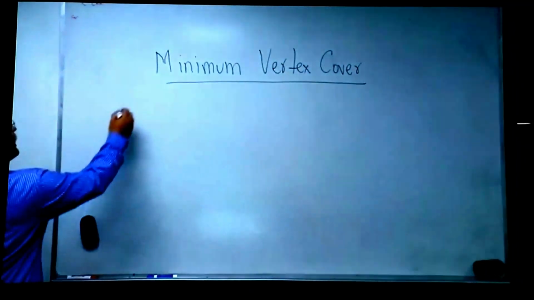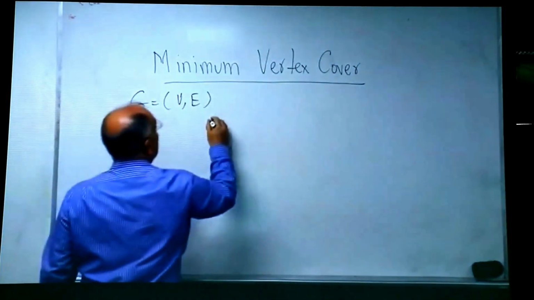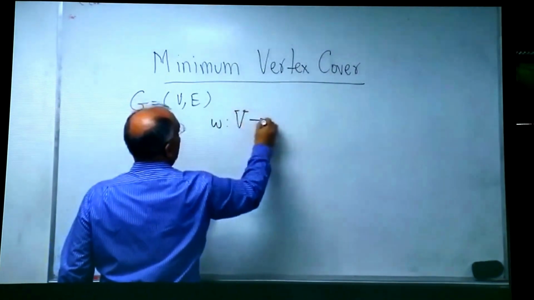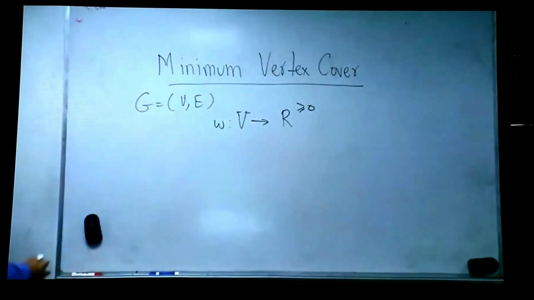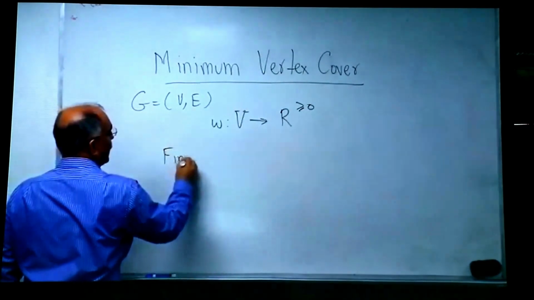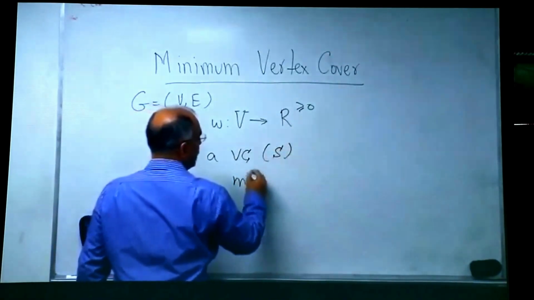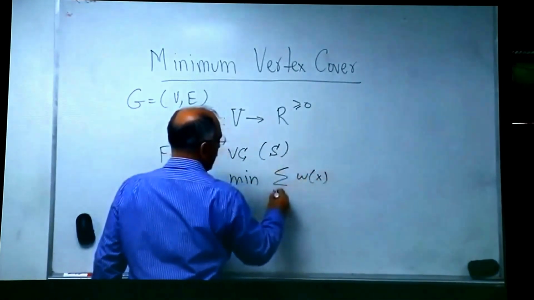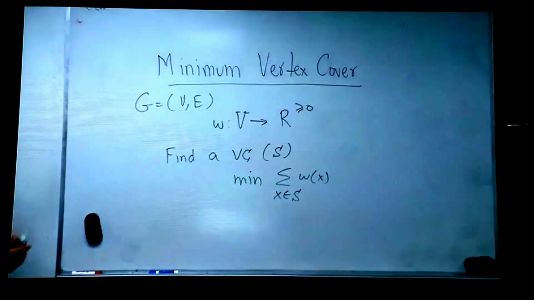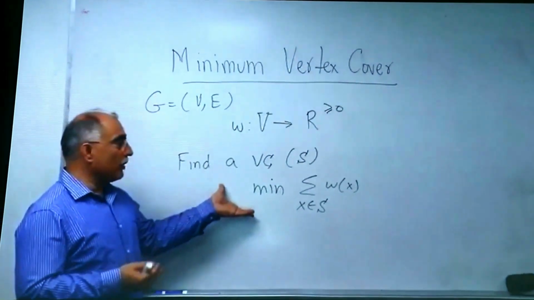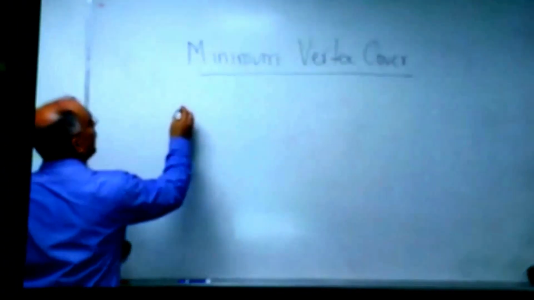So the generalization we're talking about is that we're given some graph G with vertices and edges, but now there is a weight function that maps all the vertices to non-negative reals, so I just write R≥0, so every node has some non-negative weight, and the goal is to find again a vertex cover S of vertices to minimize the sum of the weights of all the nodes in S. So that's our objective function. We want to find a minimum weight vertex cover, and the question is, how do we do this? So this obviously is a generalization of the question we saw earlier, and we have to develop an algorithm for it.